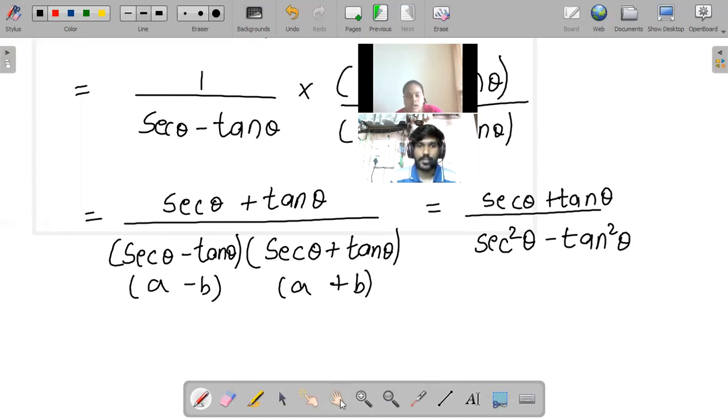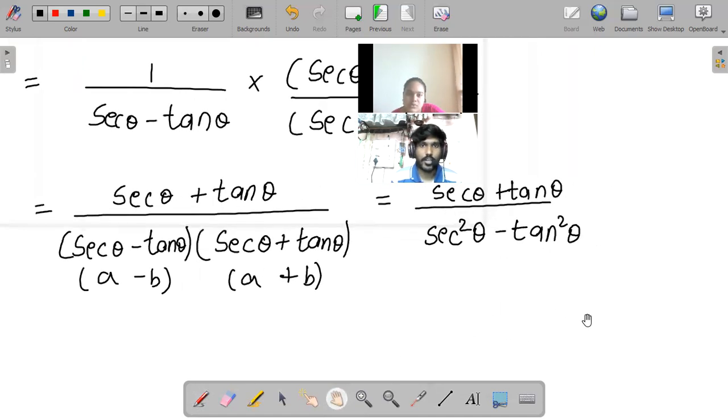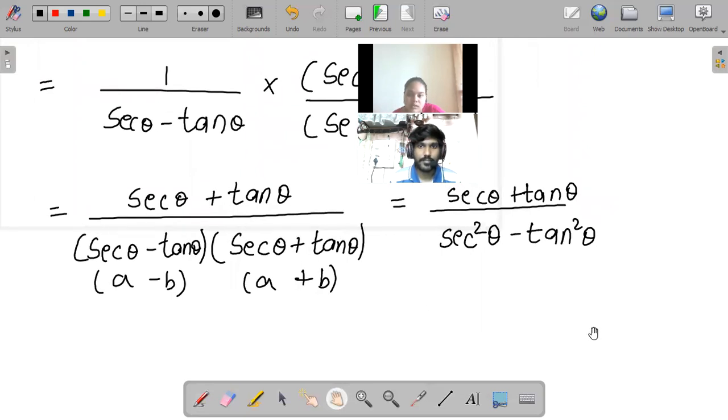Wait a second, I'm not understanding what you did. What did you do? One second, let me just grasp what you did. Okay, understood. Understood? Or you want me to do it separately? No, you just went too fast, so I was taking time to understand. Okay. So a minus b, a plus b is a square minus b square. a is sec theta, b is tan theta. So this becomes sec square theta minus tan square theta. Correct?